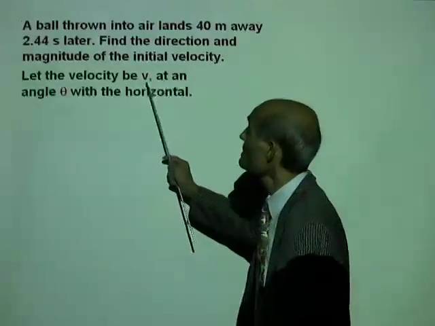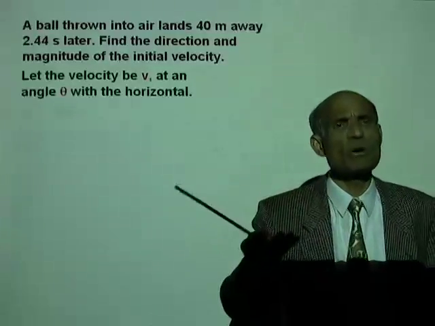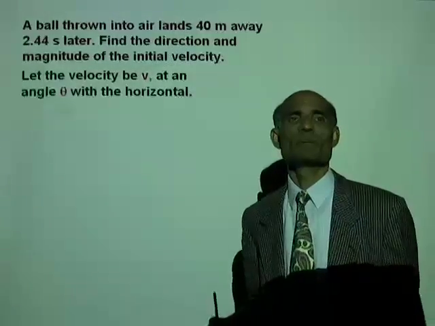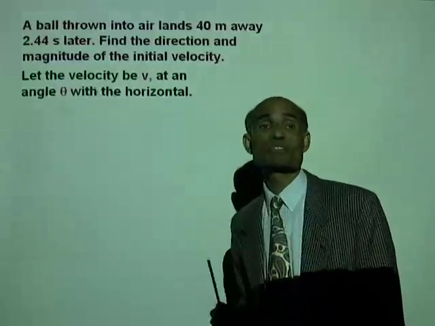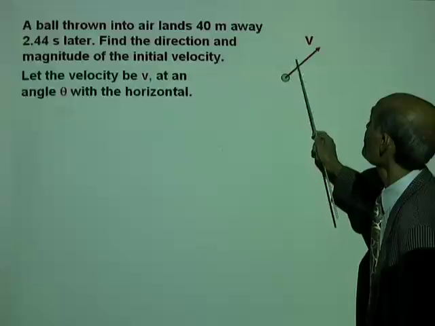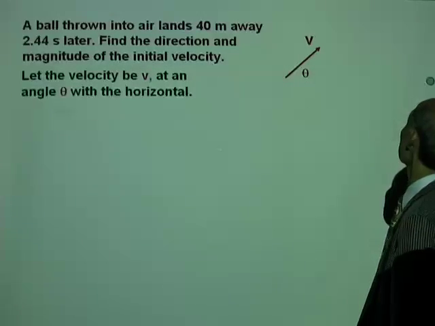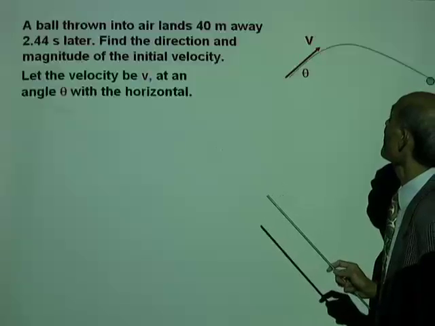All right, so let the velocity of projection be v. Normally we call it v0, but let's call it v this time. And the angle of projection is theta. All right, here is the object. It is projected with the velocity v at an angle theta. There it goes.